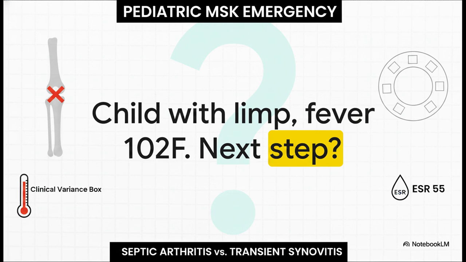Imagine a 5-year-old patient with a recent upper respiratory infection. They present with a limp, a fever of 102 Fahrenheit, and an ESR of 55. Evaluate the matrix in your head. What is your definitive next step? A. NSAIDs, B. Observation, C. Plain radiograph, D. Urgent US-guided joint aspiration, or E. Outpatient oral antibiotics. Lock in your answer.